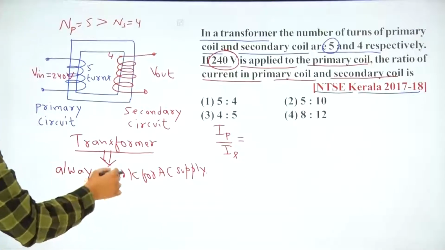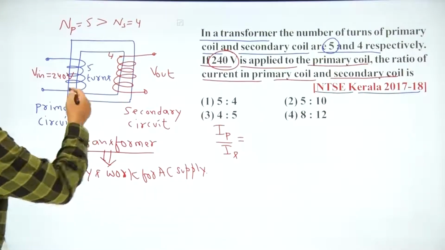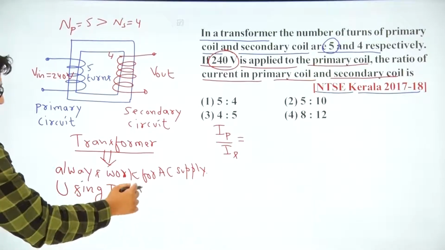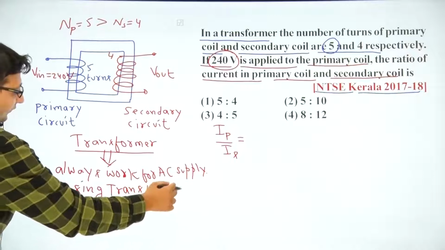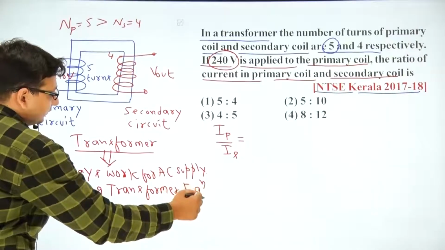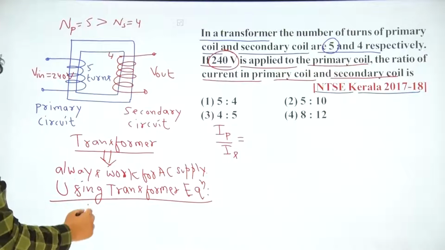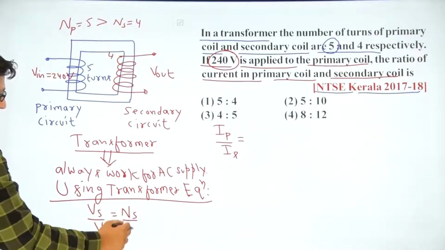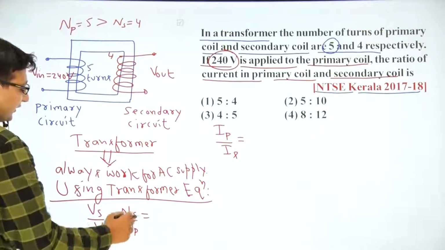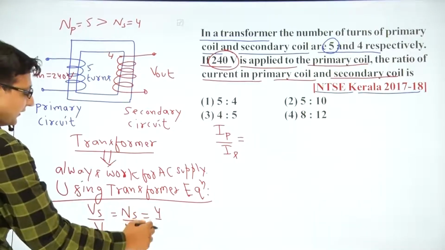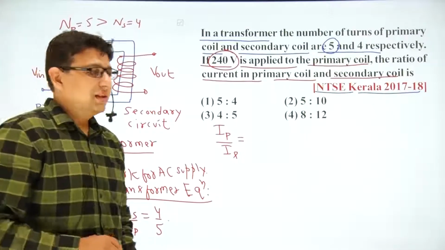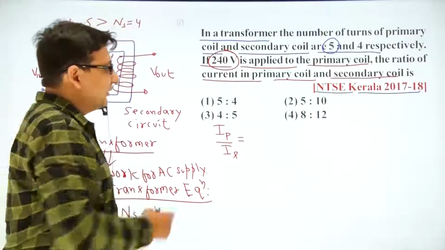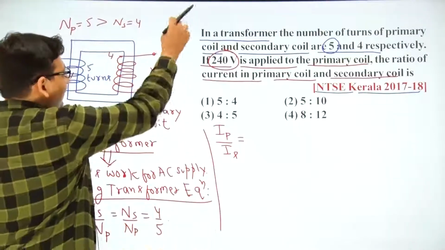So using the transformer equation, V secondary upon V primary is equal to N secondary upon N primary. This is my transformer equation. How much is it coming? 4 by 5. This is the first equation. Second, there is nothing told about the power loss or energy loss. If nothing is given, we will assume 0 power loss.